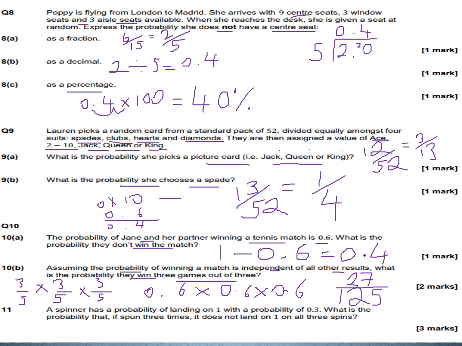Question number 11. A spinner has a probability of landing on a 1 of 0.3. What is the probability that if it's spun 3 times, it does not land on 1, 3 times? Well, the probability that it doesn't land on 1, so this is my notation for probability, not on 1, will be 1 take away 0.3, which is 0.7. And then if it's 3 spins, I'm going to do 0.7 times 3.